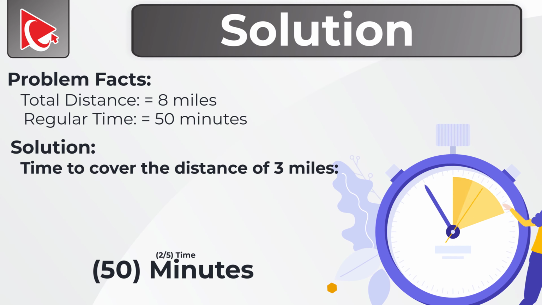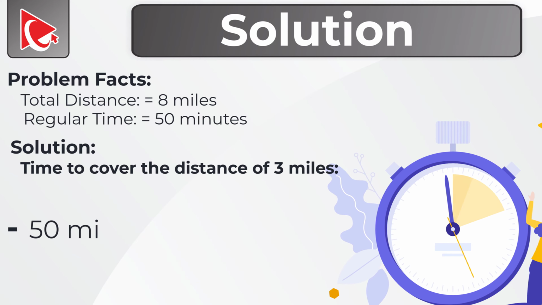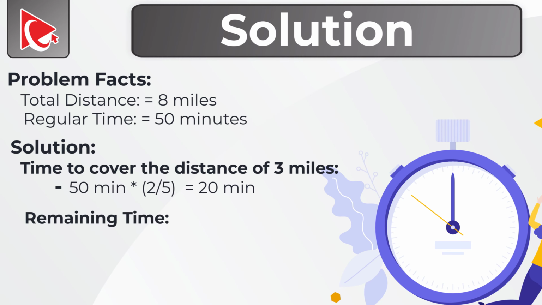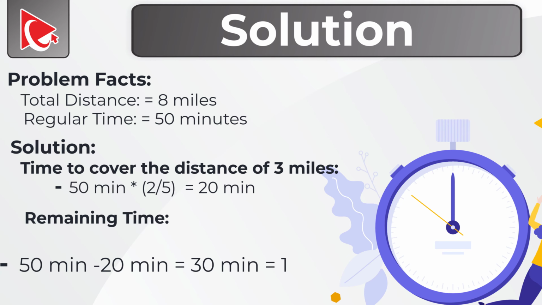50 minutes. To calculate it, we need to multiply 50 minutes by 2/5, which would be equal 20 minutes. So the remaining time for her to cover the remaining distance would be 50 minutes minus 20 minutes, which would be 30 minutes, which would be half an hour.